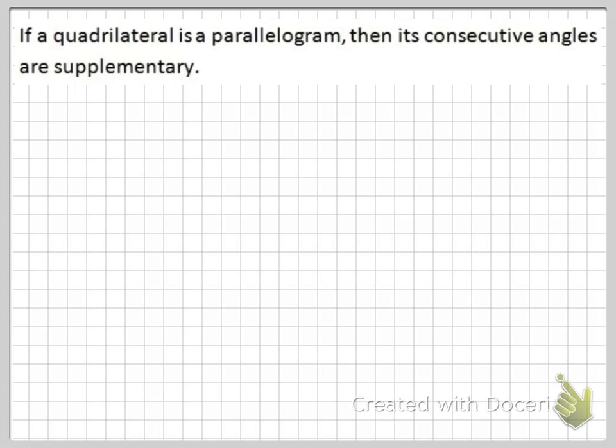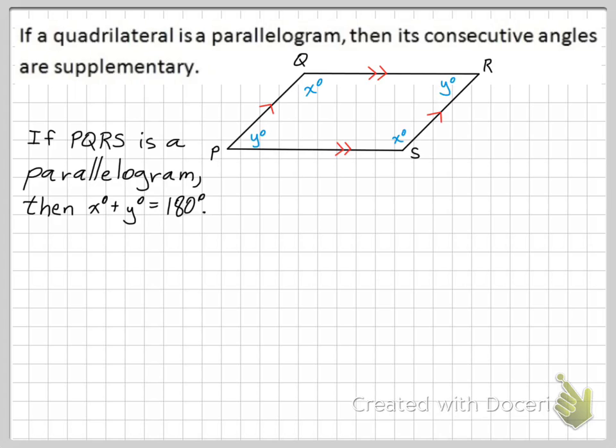We have the next theorem here. If a quadrilateral is a parallelogram, then its consecutive angles are supplementary. So we have this parallelogram, and if PQRS is a parallelogram, then X degrees plus Y degrees equals 180. Okay, these are consecutive angles. Consecutive means right next to each other, and they will total 180 degrees.